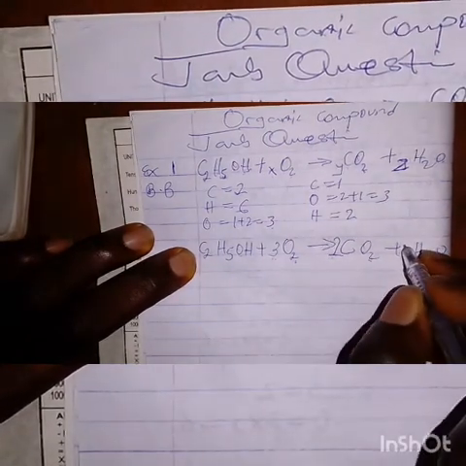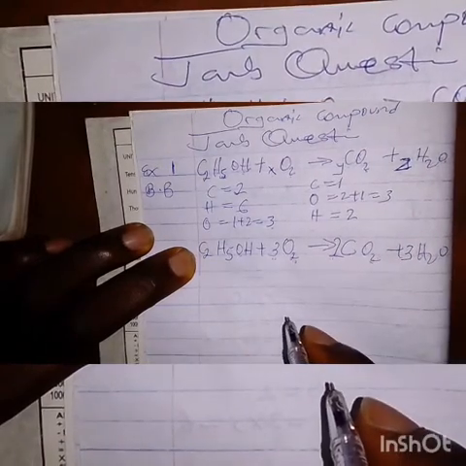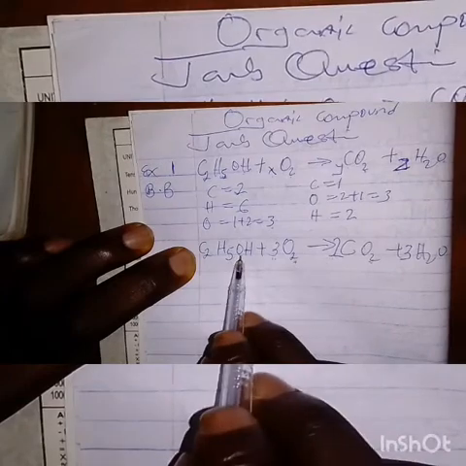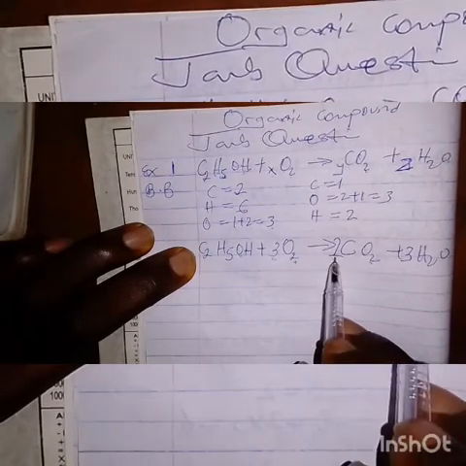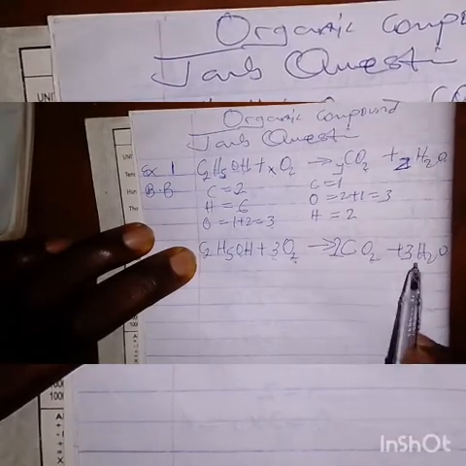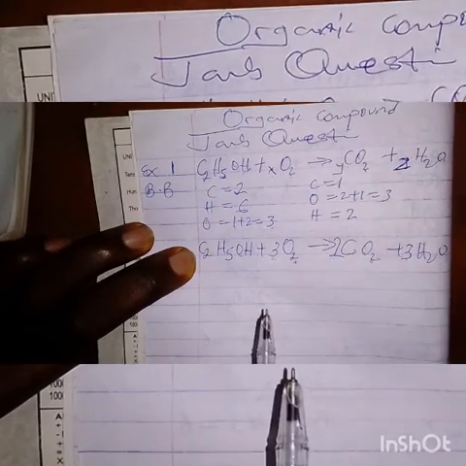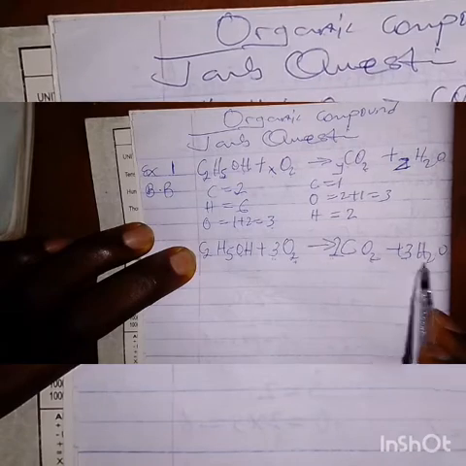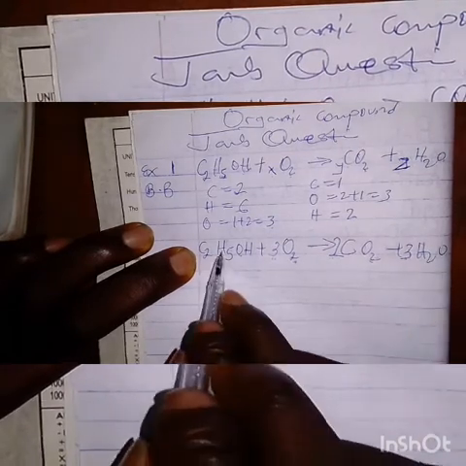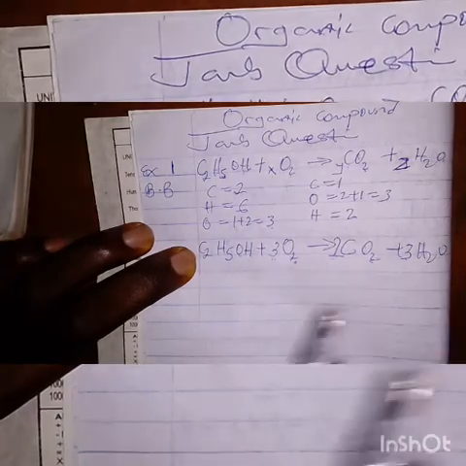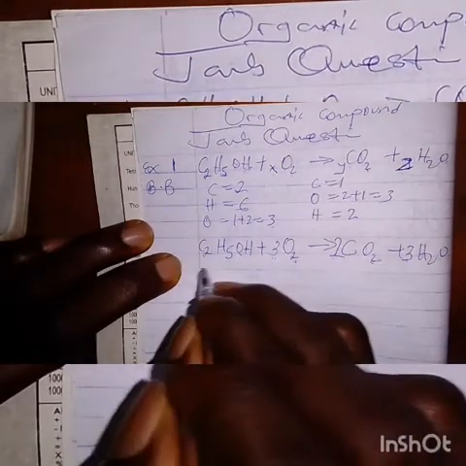Then let's come here and put 3 here. So that 3 times 2 will give us 6 plus 1, 7. So for oxygen here it will be 2 times 2 will give us 4 plus 3 will give us 7 as well. Then let us now look at the number of hydrogen, whether it's balanced. 3 times 2 will give us 6. The number of hydrogen here is 5, plus 1 is also 6. Now let's check whether the equation is balanced.